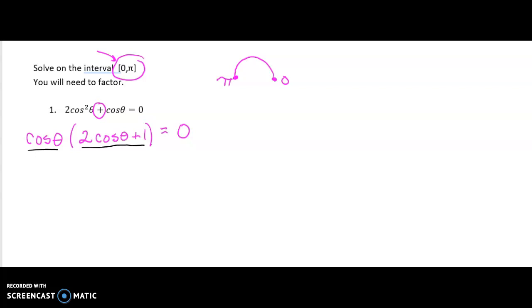we would set our factors equal to 0. That's exactly what we're going to do. The cosine of theta equals 0, and 2 cosine theta plus 1 equals 0. And then we solve each one. So over here, we can solve immediately. Cosine of theta, what angle has a cosine value of 0? That would be pi over 2.